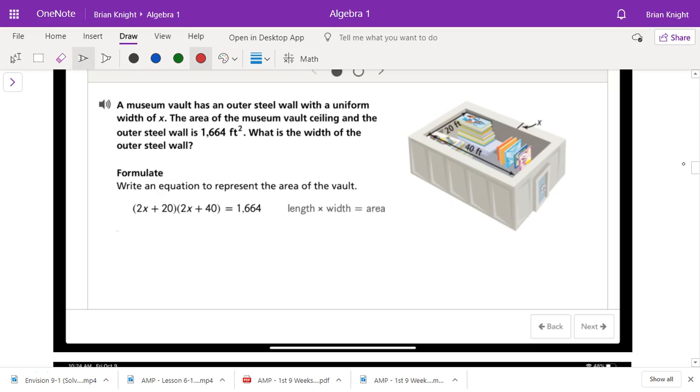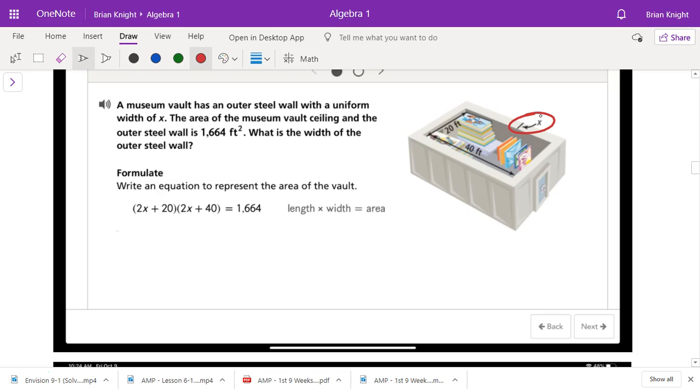A museum vault has an outer steel wall with a uniform width of x. The area of the museum vault ceiling and the outer steel wall is 1,664 square feet. What is the width of the outer steel wall? So here's our width. Okay, it is a big vault. Our width is x. So basically, they just want us to solve for x.